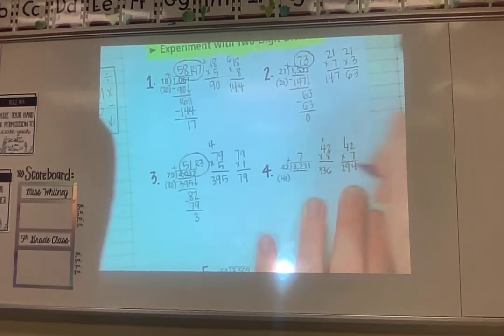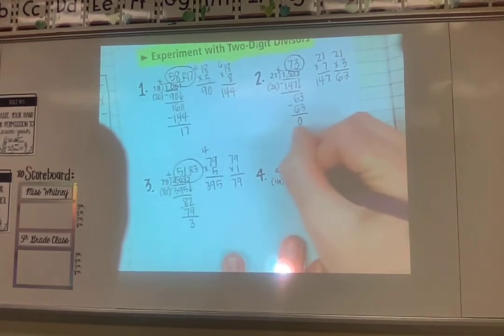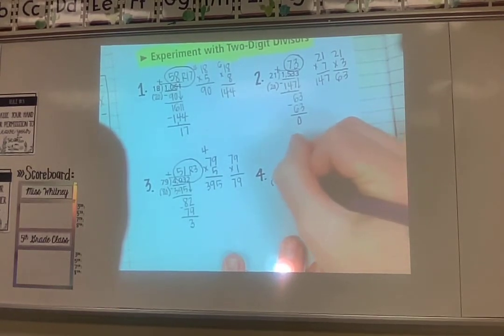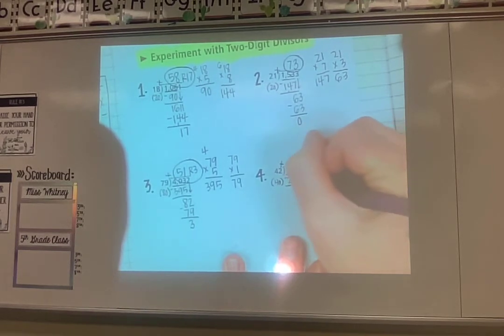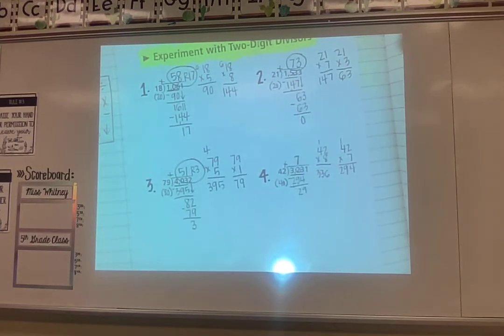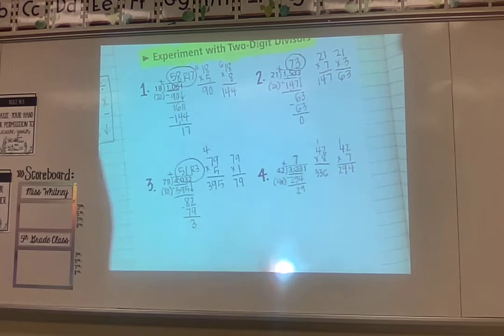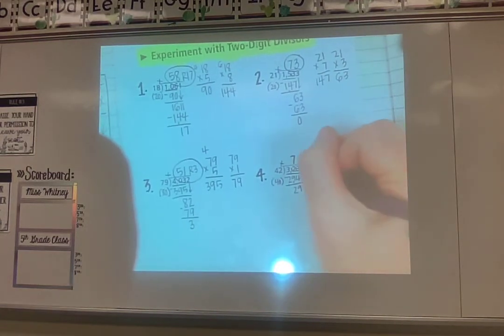So 294. That will work. So subtract 294. Do a little take one, give one here. 9, 2. I got 29. And then I'm going to check, is this smaller than this? Yes. So I know the 7's good. Now bring down that 1.